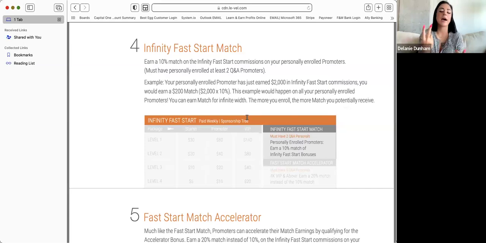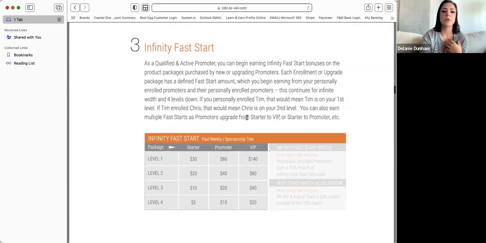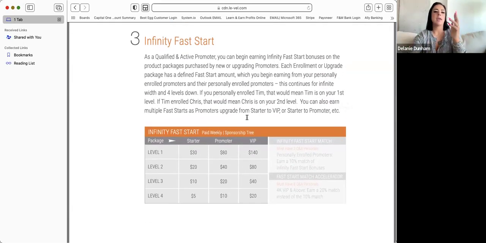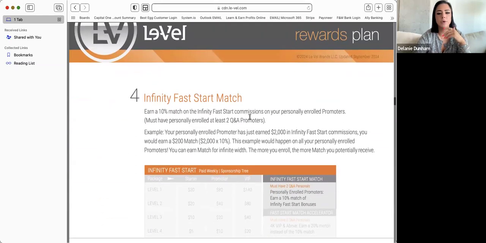So when you have 2 active personally enrolled promoters, so they're enrolled to you and they have their 100 PV, they're active, you are going to make a 10% match of their commission on that previous part of the comp plan that we just went over. So let's say they sold $2,000 in fast starts. Their commission line item was $2,000 off the promoter packs. You would make 10% of that, so you'd make $200 off of that.